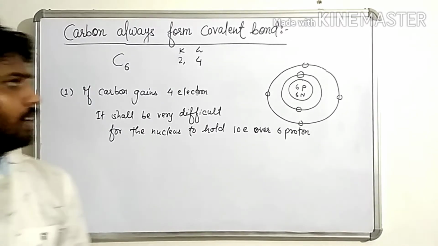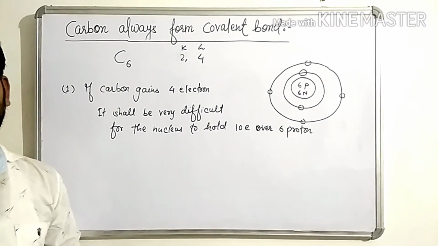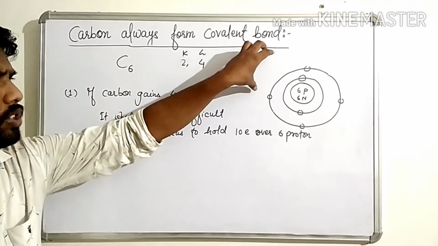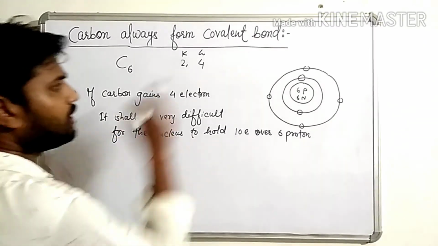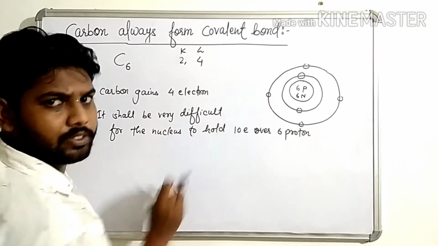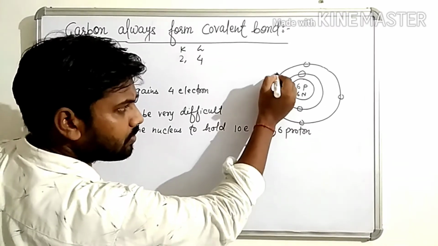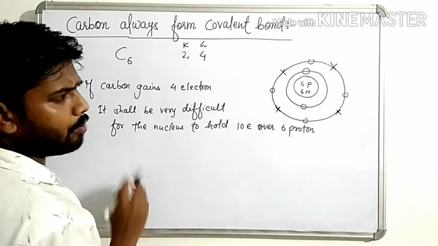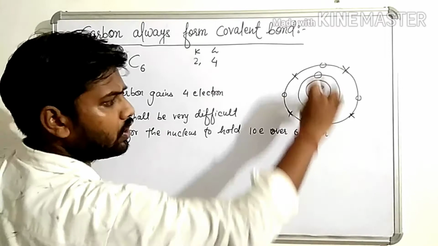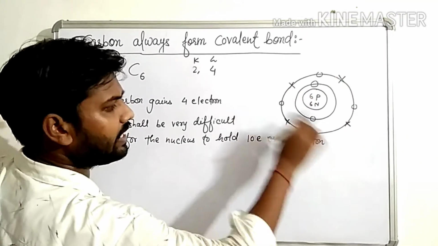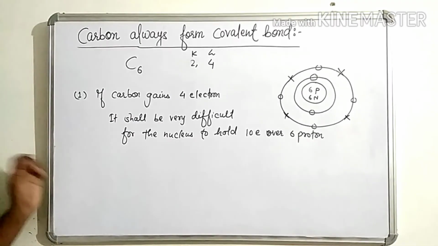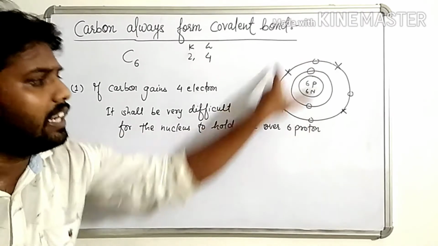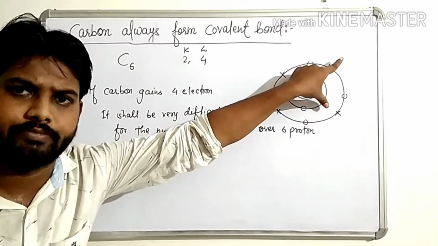See children, in order to complete the octet, if carbon gains 4 electrons from another atom, suppose children, so there are 6 protons in the nucleus. If carbon gains 4 electrons, 1 2 3 and 4, so how many electrons will be in carbon children? 1 2 3 4 5 6 7 8 9 10. Okay, so it shall be very difficult for the nucleus to hold 10 electrons over 6 protons. Concept clear children?